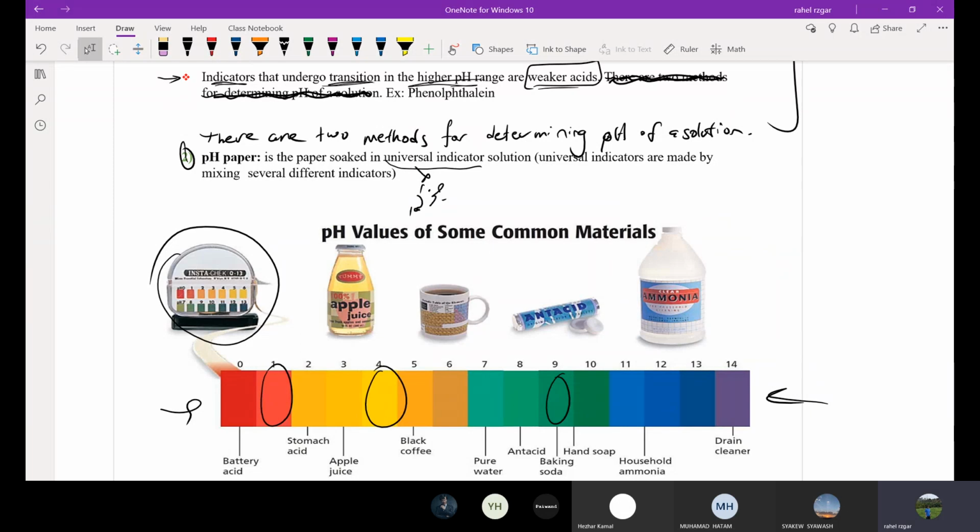Instead of using the indicator, a piece of paper is put into the universal indicator. It will soak up, it will absorb the contents of the indicators, then it will have the same property as the indicators. That's why it will show different colors for different pHs.